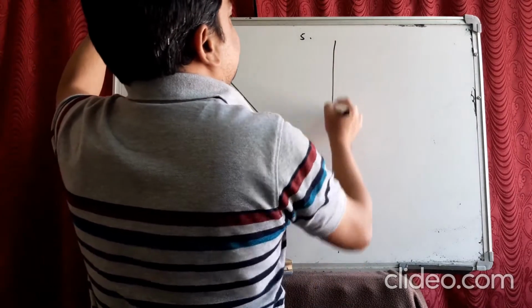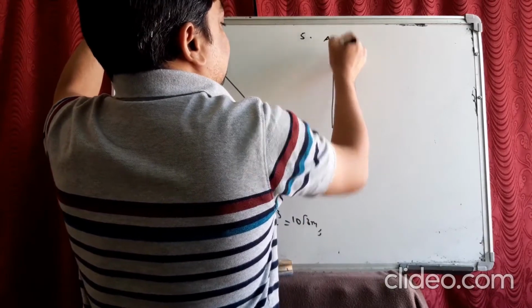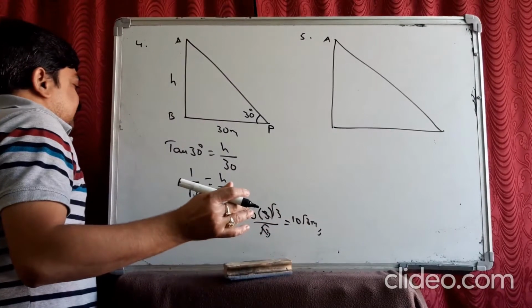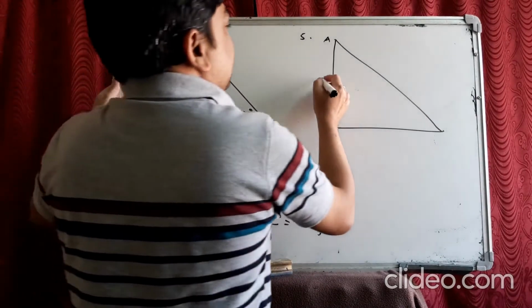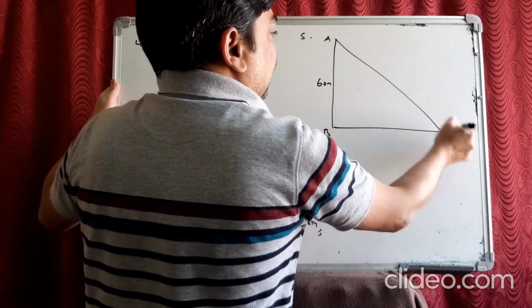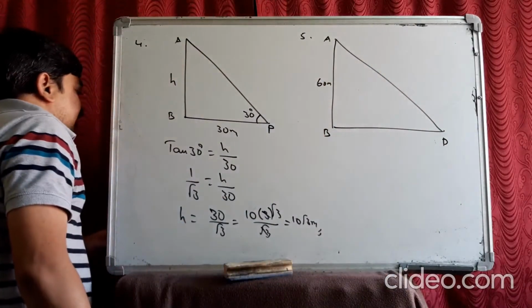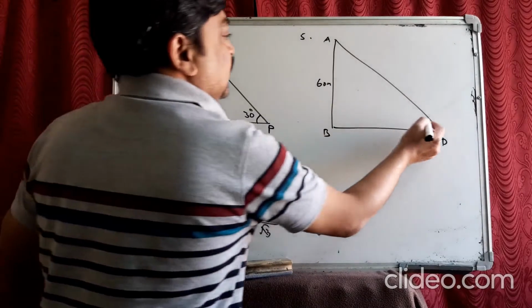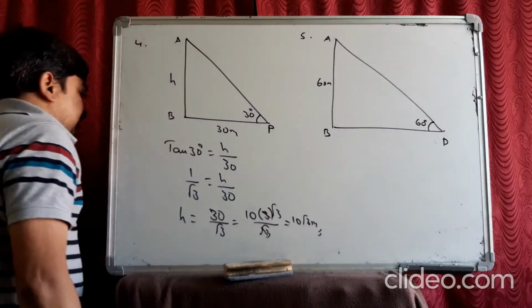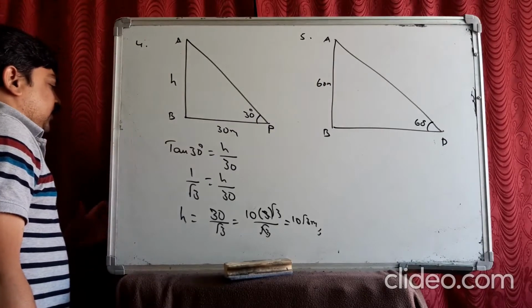So there is a kite here, kite at A, above the ground. At what height? It is at 60 meters height above the ground. 60 meters, and this is the string. The string is making an angle of 60 degrees with the ground. Now you have to find out the length of the string.